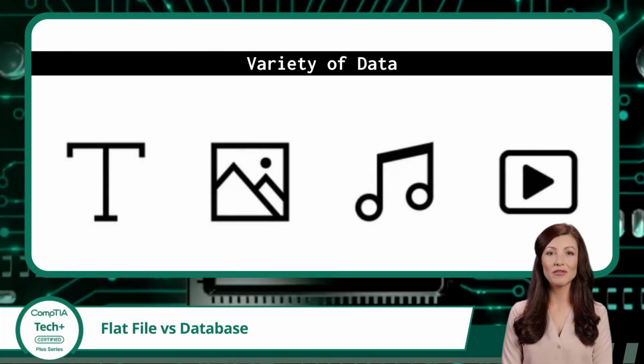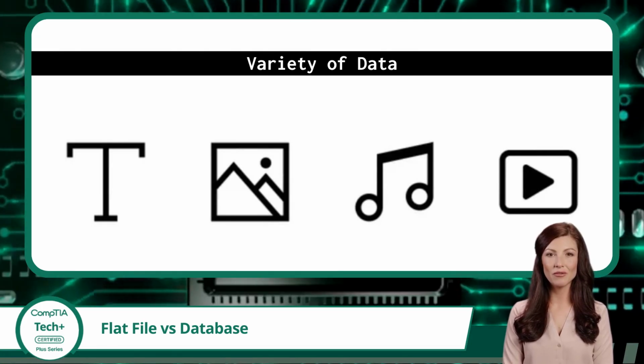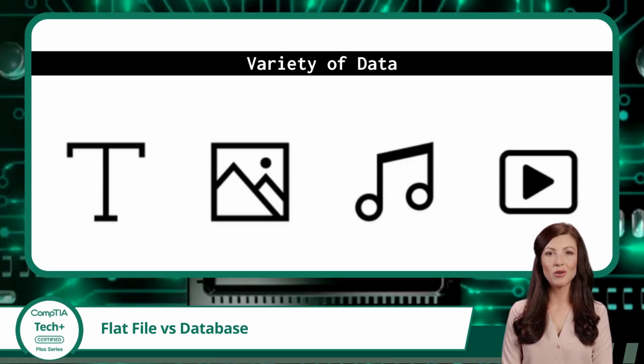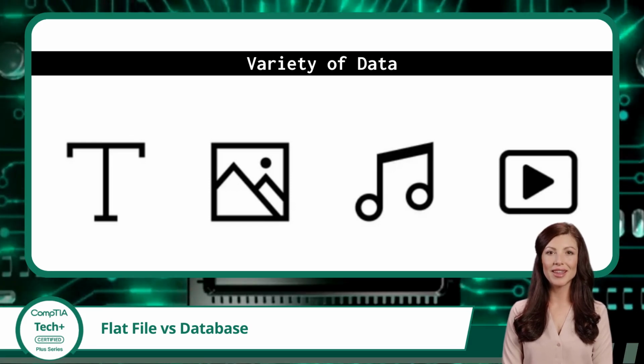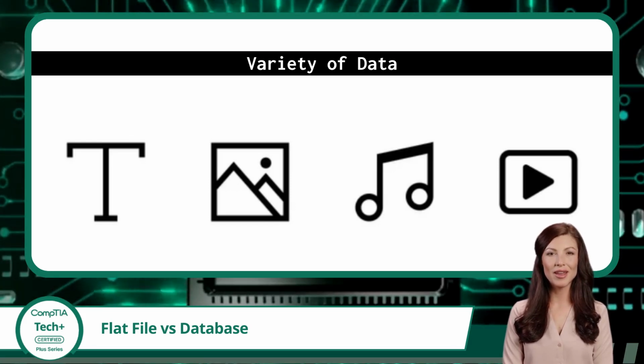And as a final benefit, databases can handle a wide range of data types. Flat file systems are typically limited to text data, while databases can handle a wide variety of data types, including text, numbers, dates, images, audio, video, and more.